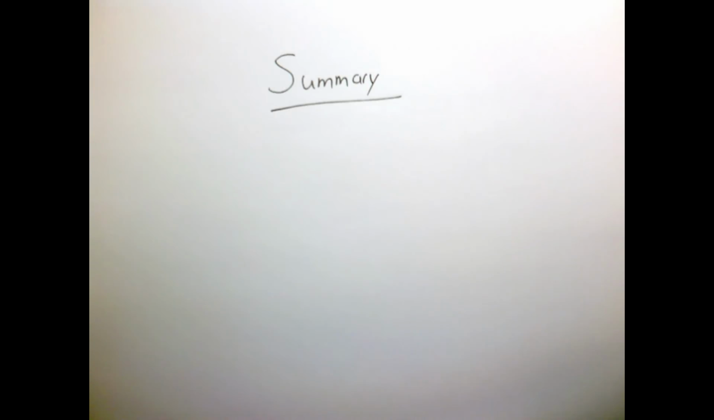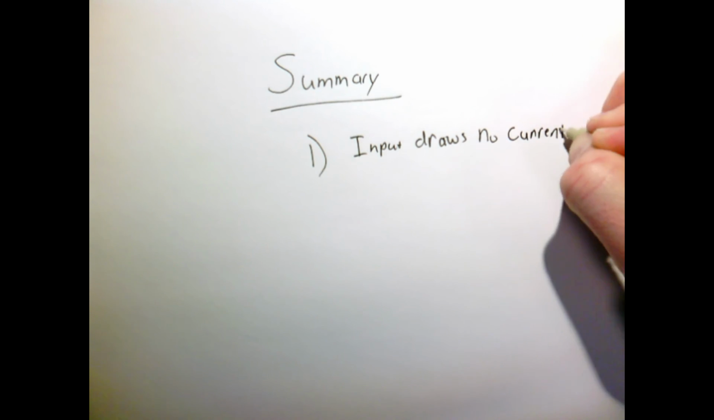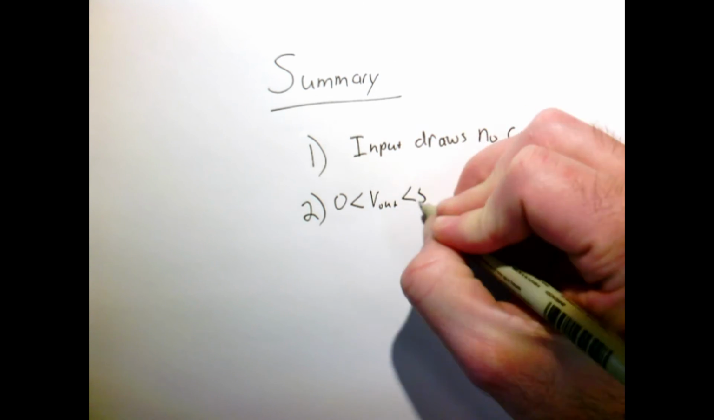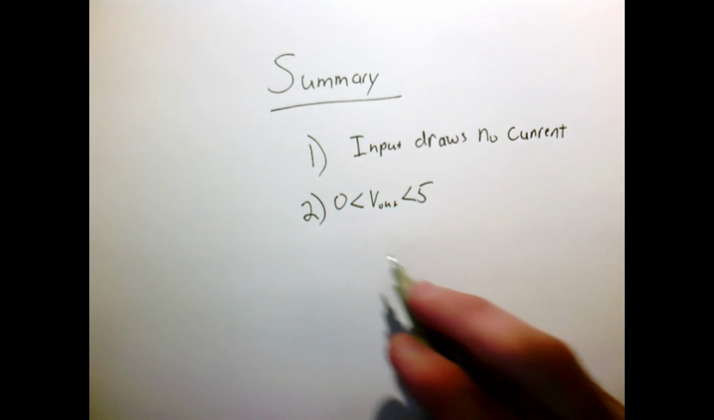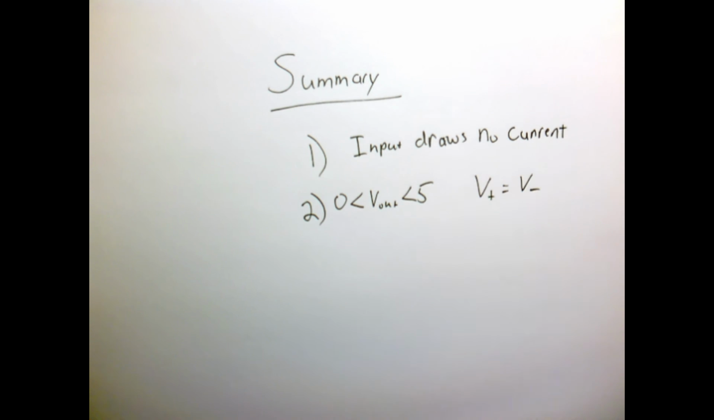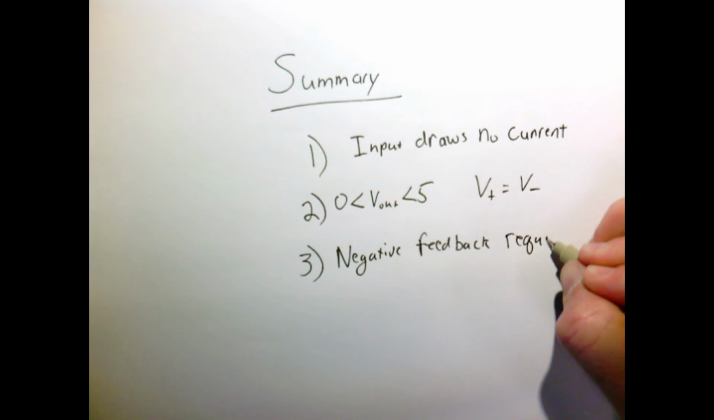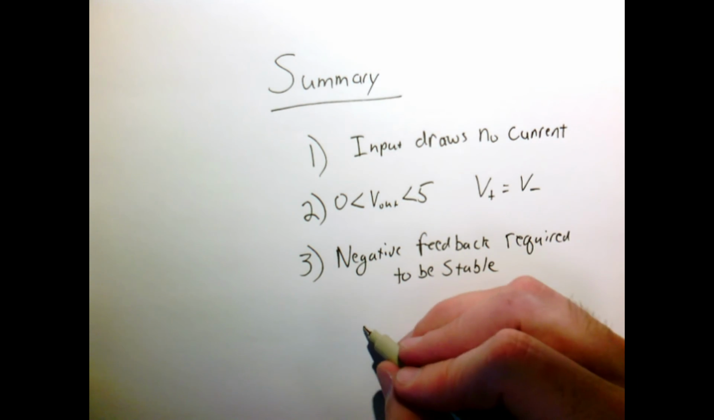So our summary is very simple. We have a couple of rules for analyzing op amp circuits. Our first is that the input draws no current. The second is if our circuit's doing anything interesting at all, so the output is somewhere between 0 and 5, then we consider our input voltages to be equal. And the final is that negative feedback is required for the circuit to be stable.